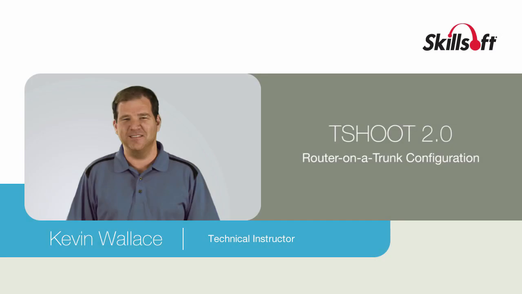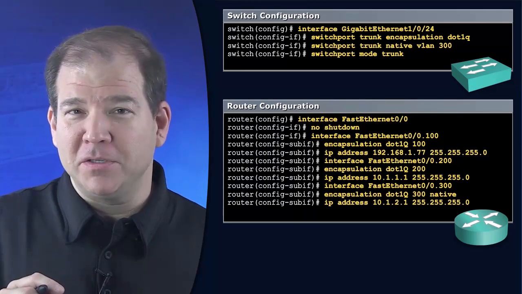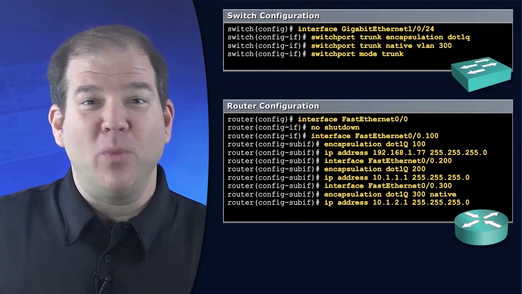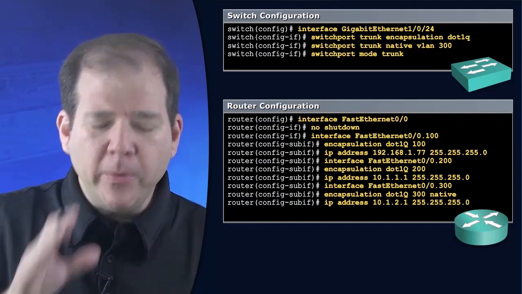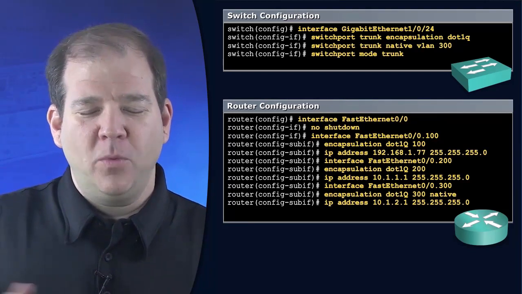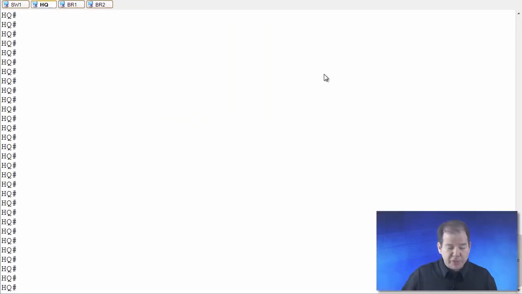Before we start troubleshooting a router on a trunk, and some literature, by the way, calls that a router on a stick topology. Nowadays, Cisco is calling that a router on a trunk topology. But before we get into the troubleshooting aspect, let's see how it's supposed to be set up. We see a sample configuration on screen, but I thought we would go out to live interface and check out a basic router on a trunk topology.